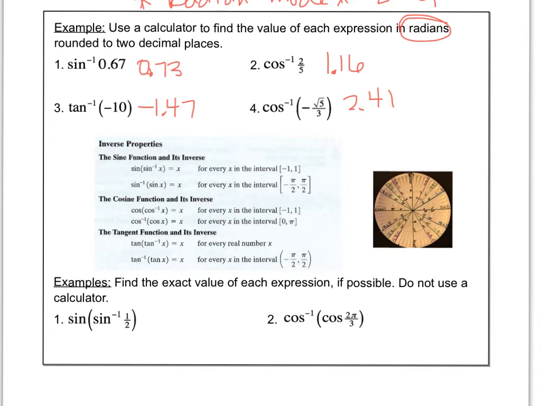Alright, then the next type of problems are composed functions. So we need to think about starting from the inside and working our way out. We're going to actually be using the plate twice now. So we're going to find where sine negative 1 is 1/2.